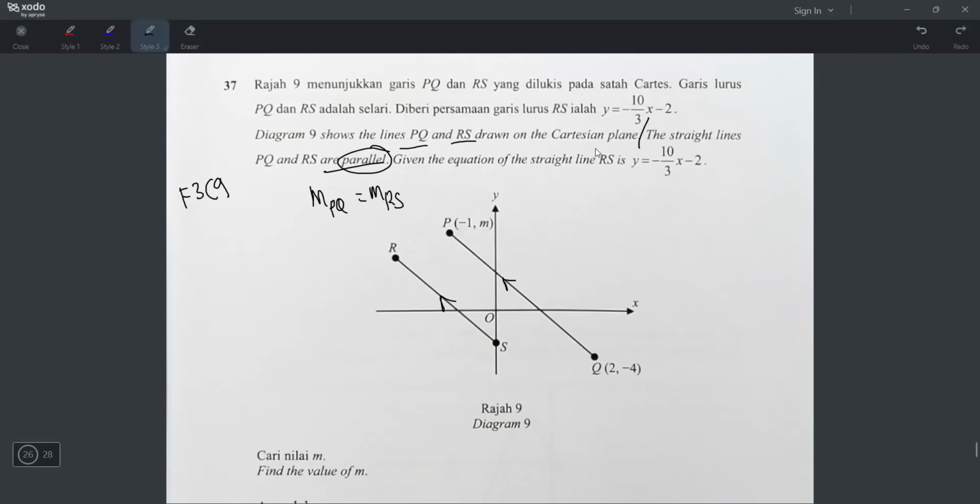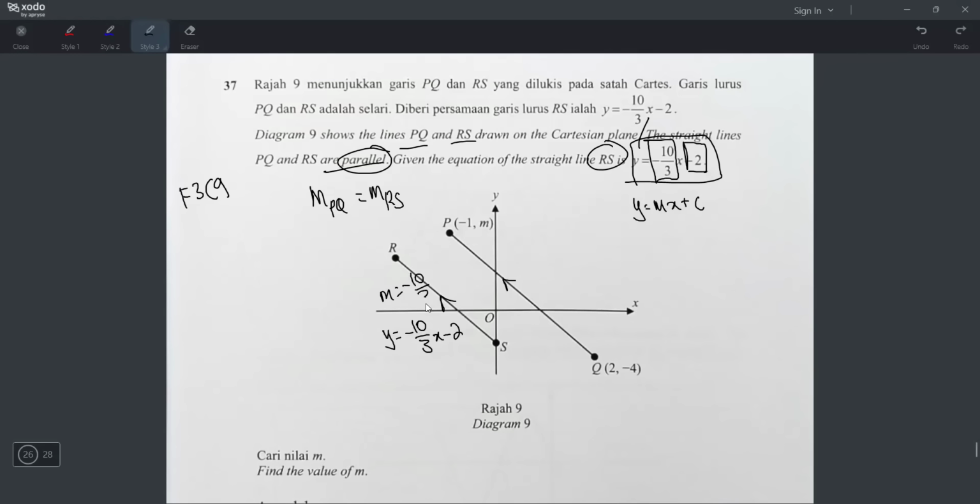Okay, given the equation of straight line RS is this. Oh, this is good because if they give you the equation, you can get your gradient already from the equation. So let's go to RS and write the equation beside it: negative 10 over 3 x minus 2. You can see they already wrote it in the y equals mx plus c format, so you can straight away get your m and c. So the m is negative 10 over 3.